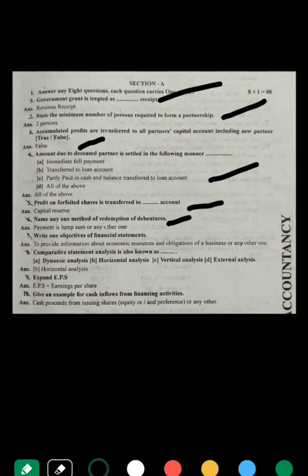There are several methods. Out of that, lump sum payment or installment payment. These are two popular methods of redemption of debenture. Write any one object of a financial statement: to provide information about economic resources and obligations of a business, or any other one. The eighth one is an MCQ question.